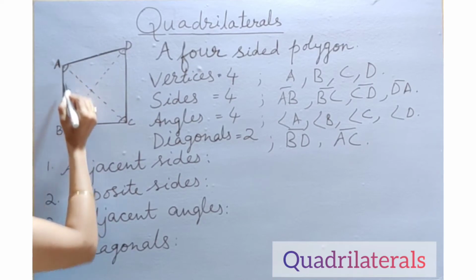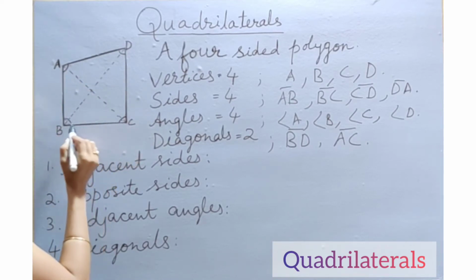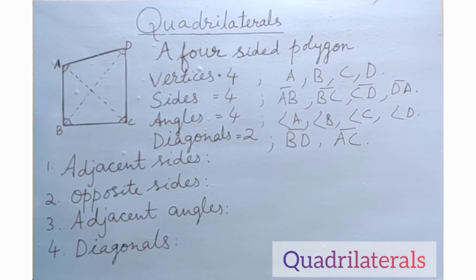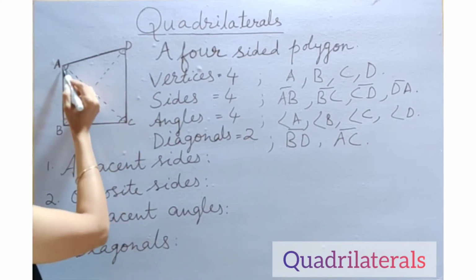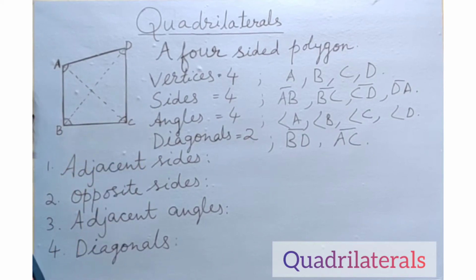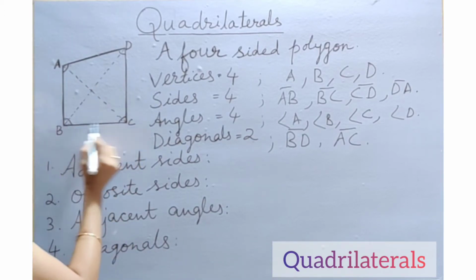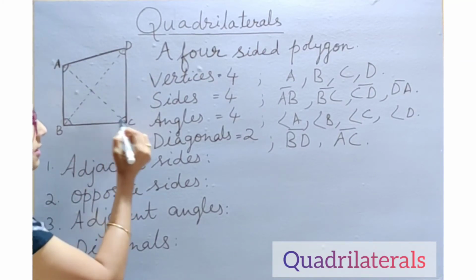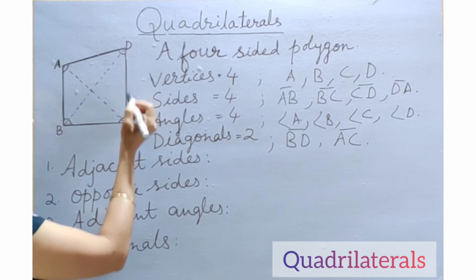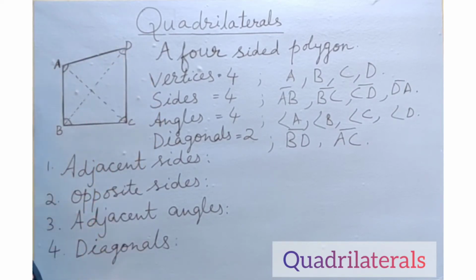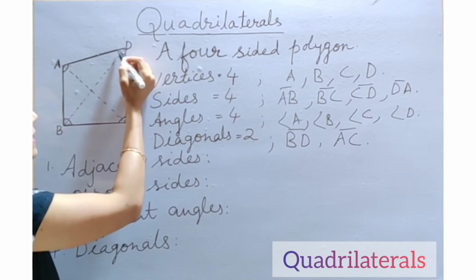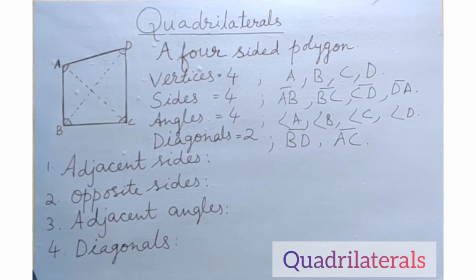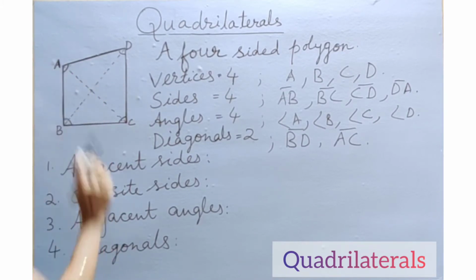Now let us understand what are adjacent sides. When sides AB and BC have a common vertex, these 2 sides, a pair of sides, are called adjacent sides. So AB and BC make adjacent sides. Similarly, BC and CD make adjacent sides with a common vertex C. Similarly, CD and DA make adjacent sides with a common vertex D. In the same way, DA and AB make adjacent sides with a common vertex A.